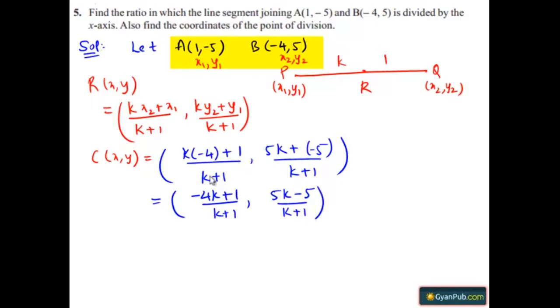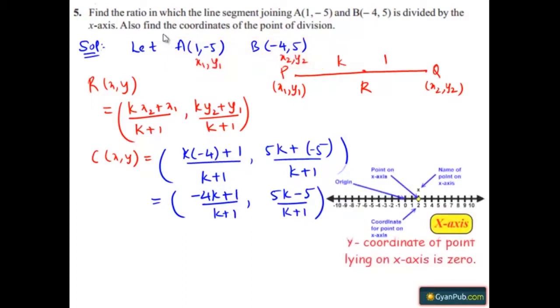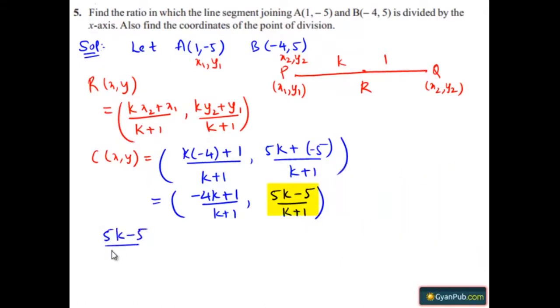But since this point lies on the x-axis, its y coordinate must be 0, that is (5k - 5)/(k + 1) must be equal to 0. This implies 5k - 5 = 0. This implies 5k = 5, which means k = 1.